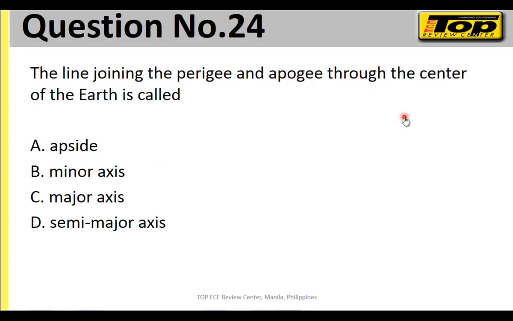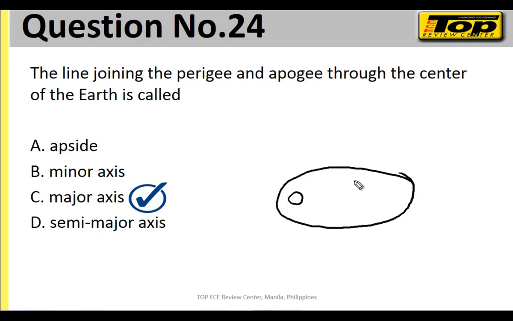Next number. Question number 24. The line joining the perigee and apogee through the center of the Earth is called A. Apsides, B. Minor axis, C. Major axis, or letter D. Semi-major axis. Okay. Ang tawag natin dito is letter C, major axis. Paano ba yung major axis na tinutukoy? Ganito yan. For example, this is the Earth, the primary body, and of course, yung secondary body natin is the satellite. Okay? Yan. That is the ellipse.